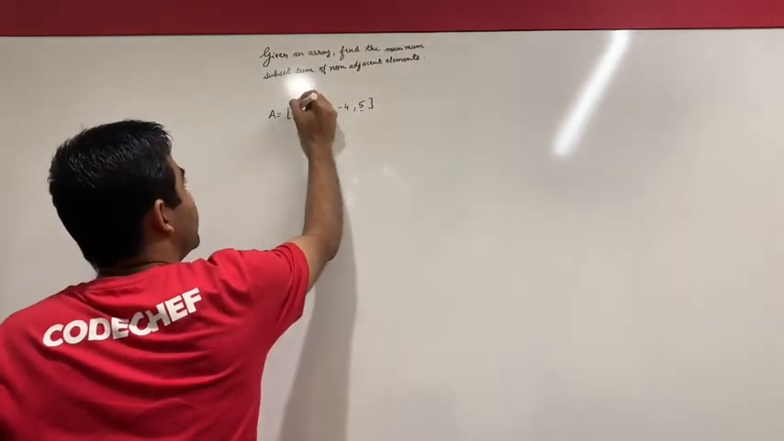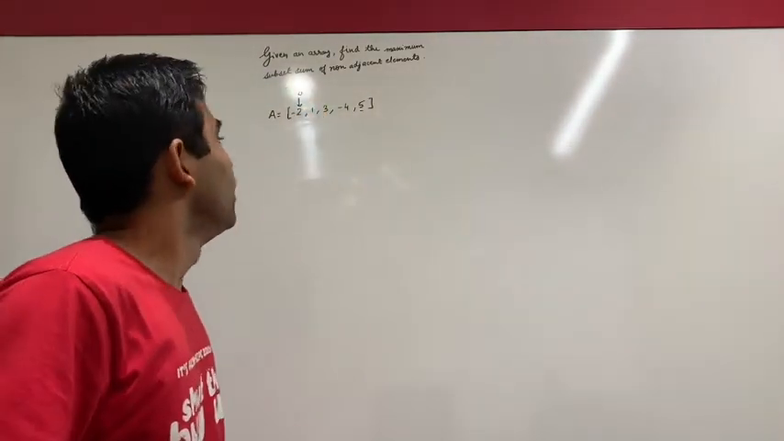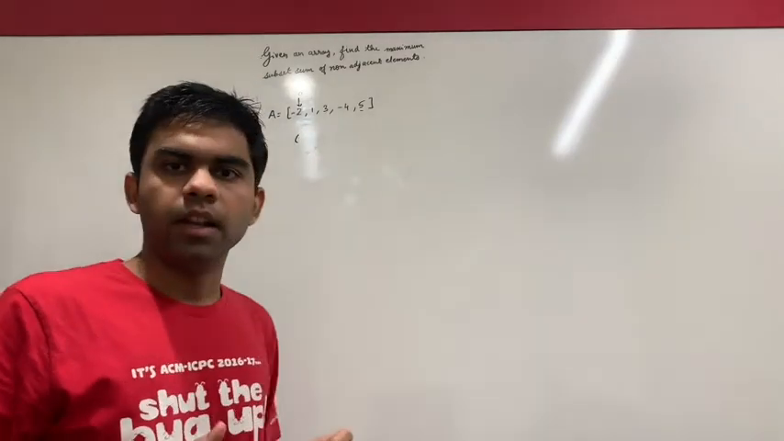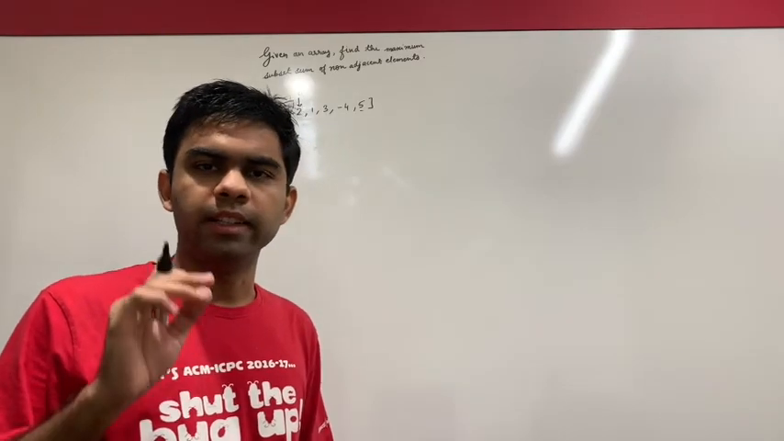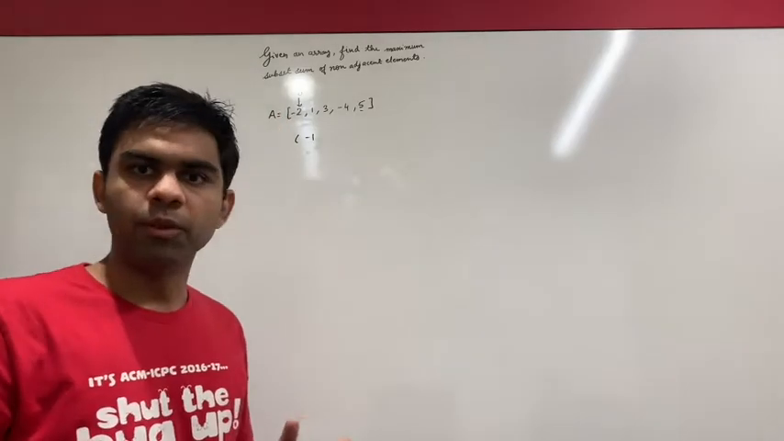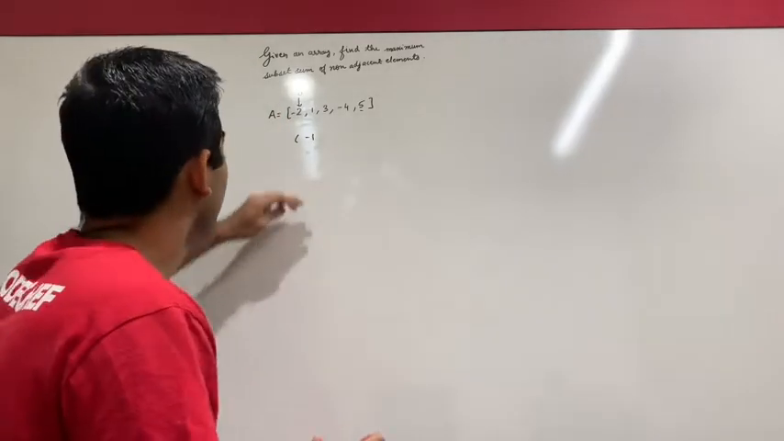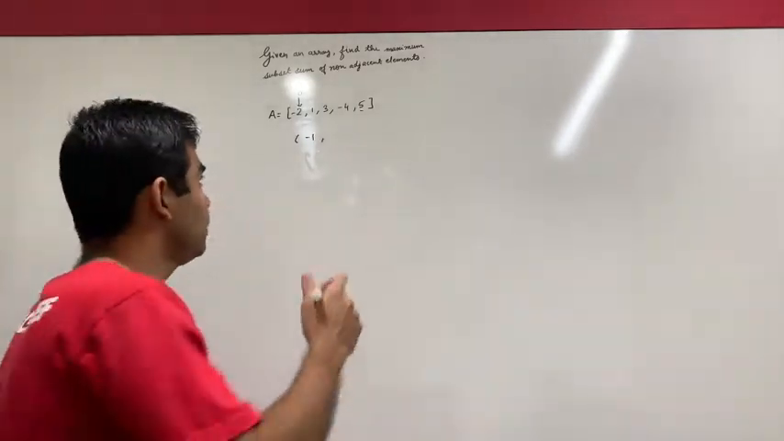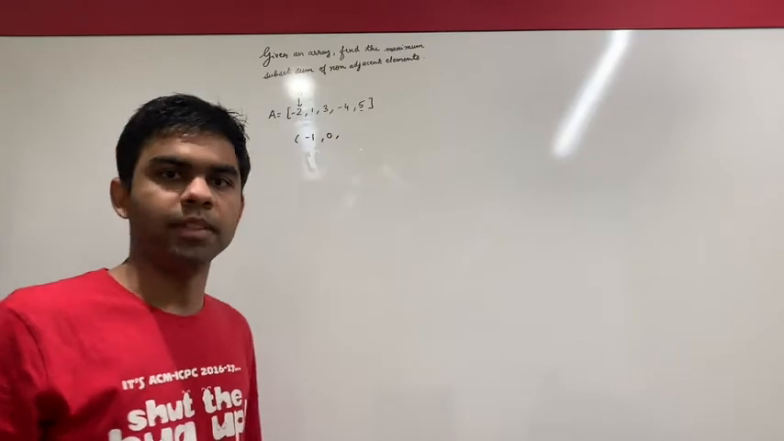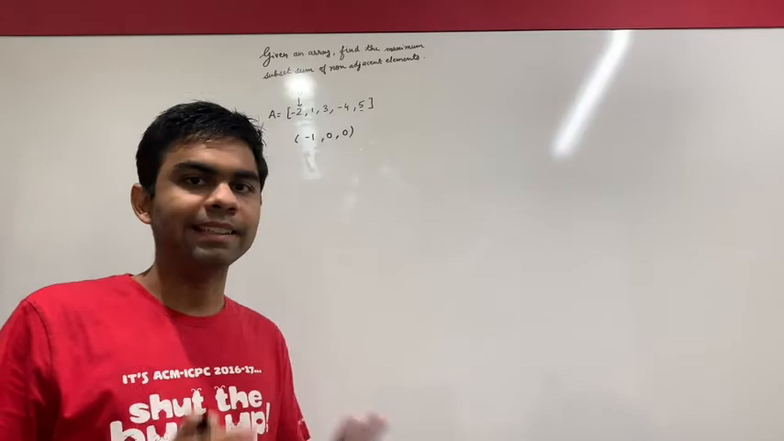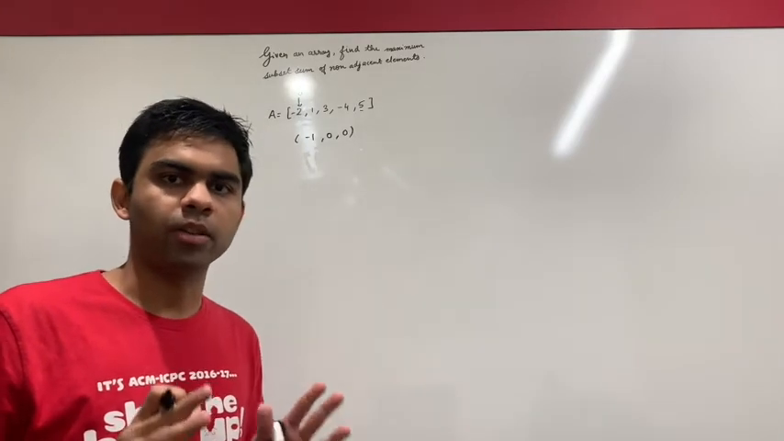So if I'm starting from index 0, which is -2, I'll initialize last taken index to -1, because before 0 we don't have any valid indices. So my last taken index in this case will be -1, my current index will be 0, and my sum will be 0, because at the first level I haven't taken any decision whether to choose an element or not.